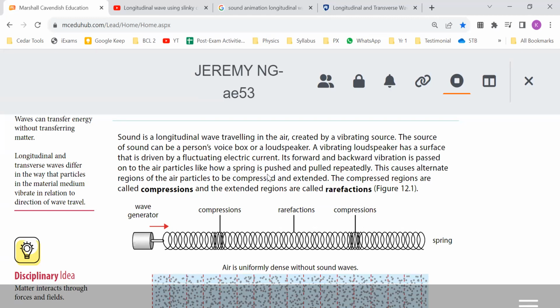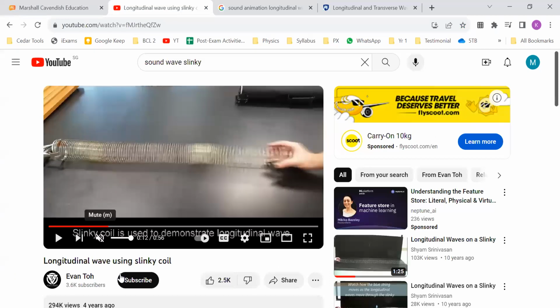Don't worry so much. Its backward and forward vibration is passed on to the air particles. So the cloth moves back and forth, which moves the air particles, and is similar to how the spring in this diagram works. I think most of you should have seen this video before. I'm showing a video from YouTube right now. If you cannot see a video from YouTube right now, please let me know.